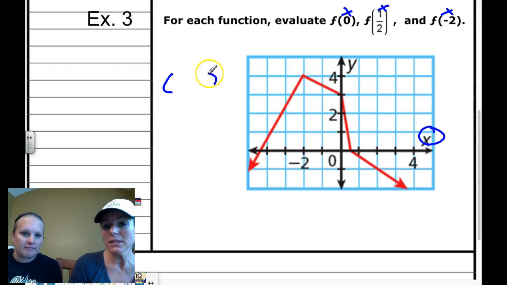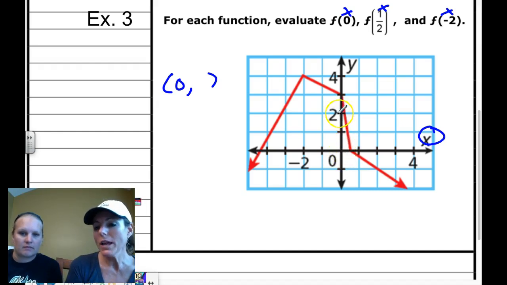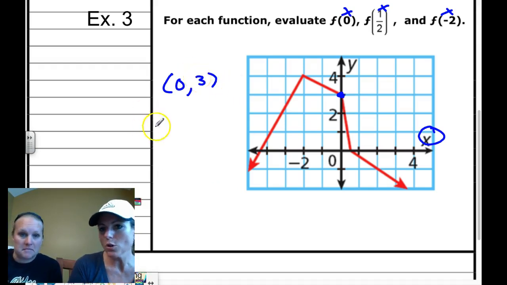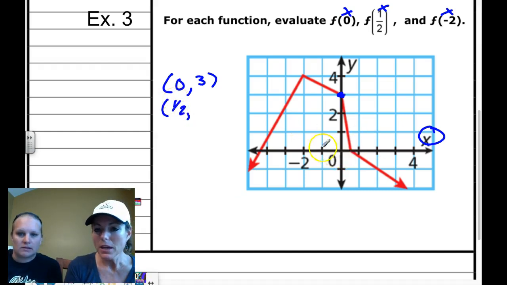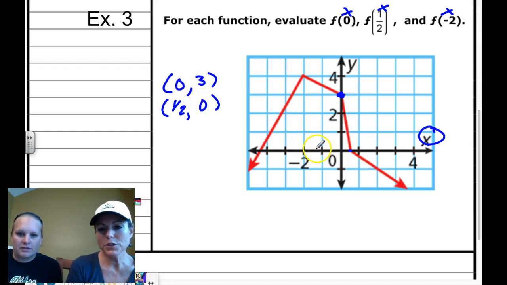So f of 0, we're going to do the point. So when x is equal to 0, what is y equal to? We gotta find where it crosses our graph. Right, and that would be here. 3. So there's 1 point. We might as well go and figure out all the points, and then we can write our equations. 1/2, so if I go over a half, oh, it's on it there. So that's 0. And then -2. So if I go to -2, I have to go up 1, 2, 3, 4 to touch my graph. So that would be -2, 4.